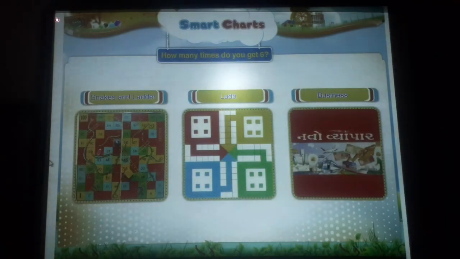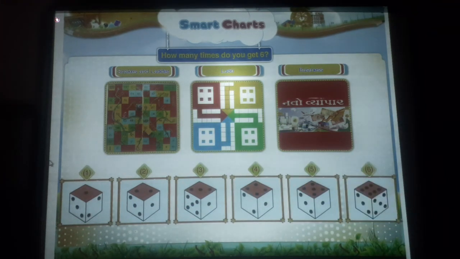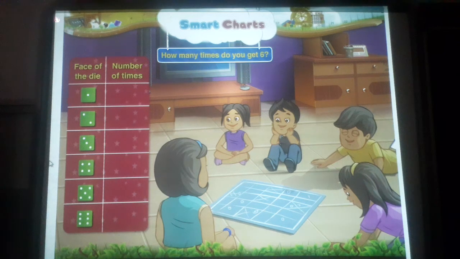How many times do you get 6? You have played games like snakes and ladder, ludo, or business with dice. On the dice, we have 1, 2, 3, 4, 5, and 6 dots on the faces, don't we? With the help of the dice, let's play a game. We will fill the table on the basis of our answer.